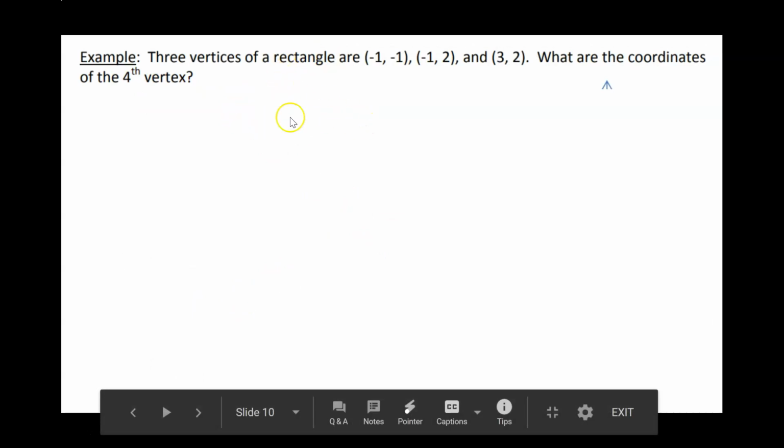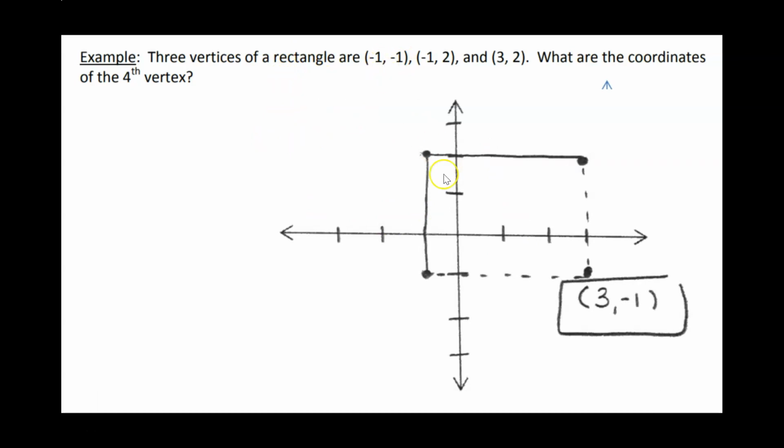So here we want to create a perfect rectangle as far as the points. So here's -1, 1. So go over 1 and down 1. This is -1, 1. -1, 2. So go over 1, up 2. And then 3, 2. 1, 2, 3, up 2. And the last one was actually missing.